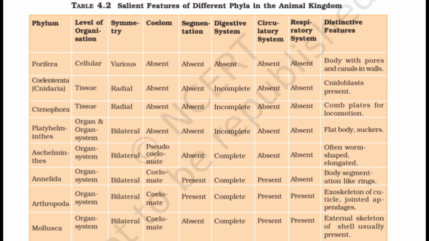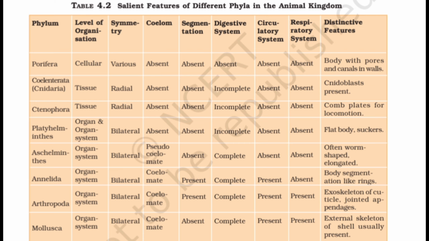Here we can see in table 4.2, which represents the salient features of different phyla in the animal kingdom. So Porifera have a cellular level of body organization. They have various symmetry. Coelom, segmentation, digestive system, circulatory system and respiratory system are absent in poriferans, and they have a distinctive feature, body with pores and canals in walls.